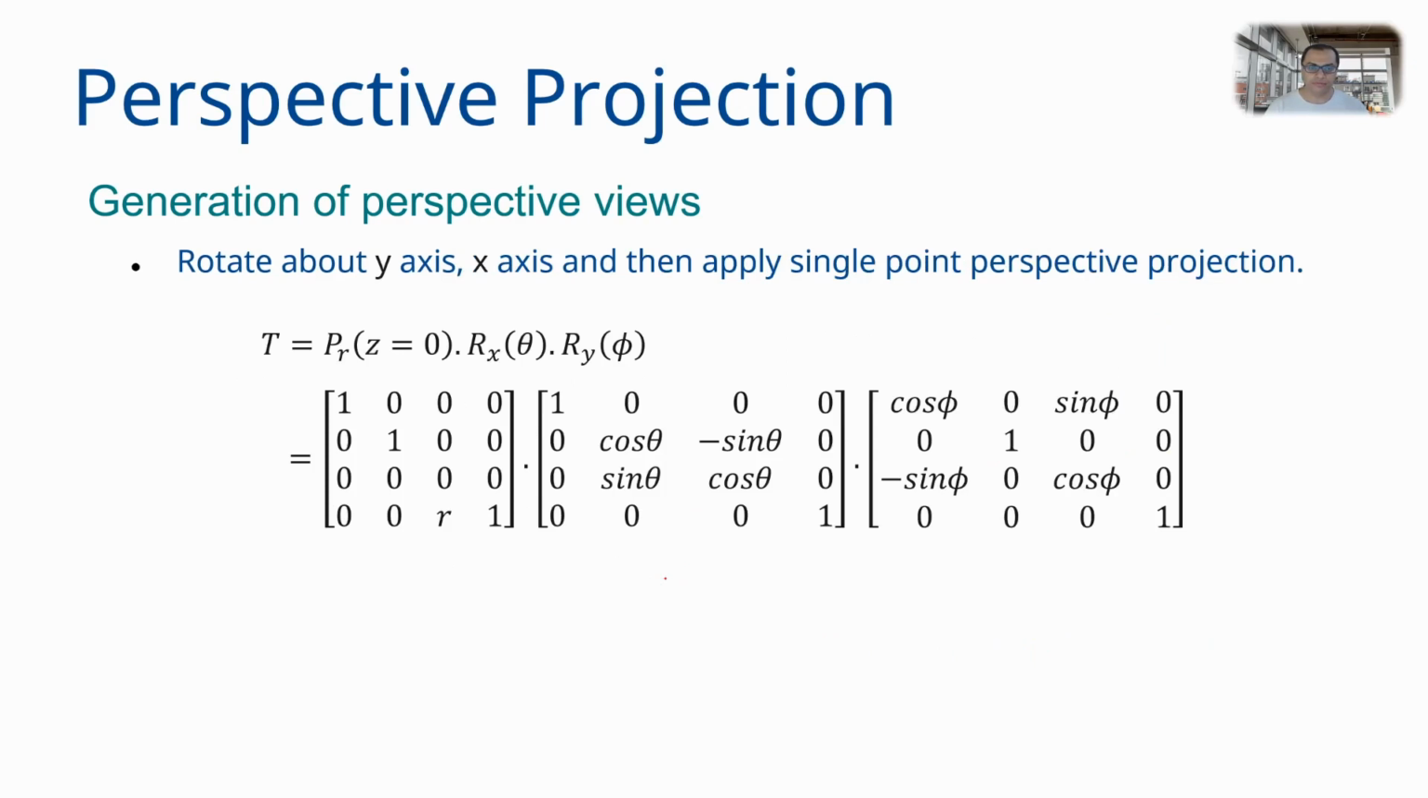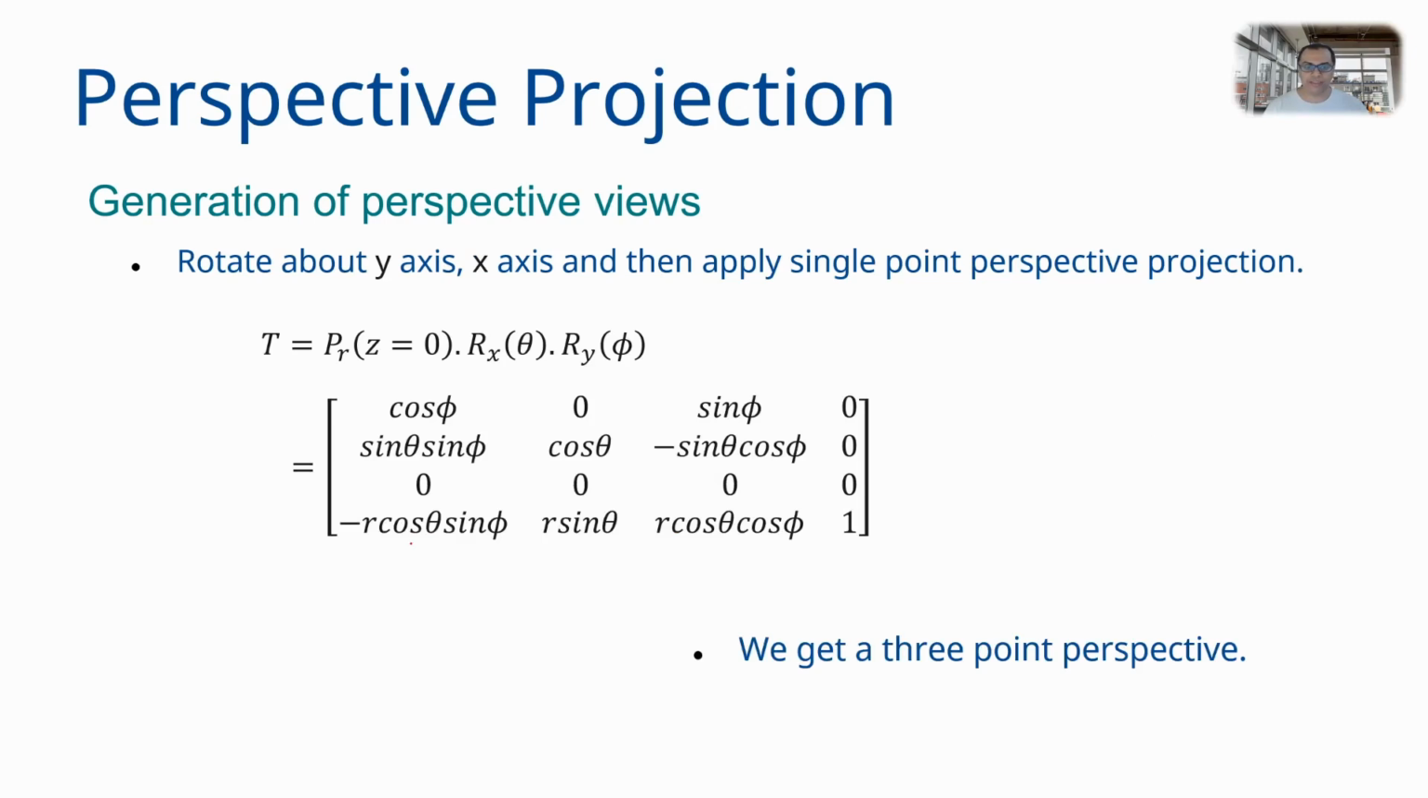And you get a 2-point perspective. If you do 2 rotations, one about the x-axis and one about the y-axis, and then apply a single point perspective projection, you get a 3-point perspective. That is how you generate a 3-point perspective image. You rotate twice. You move the camera along the y-axis first maybe, and then along the x-axis. Actually, it does not matter. You can try the other order. That should also give you a 3-point perspective.